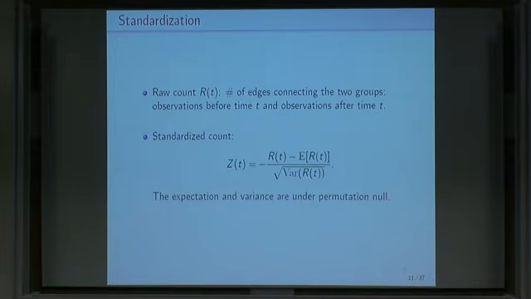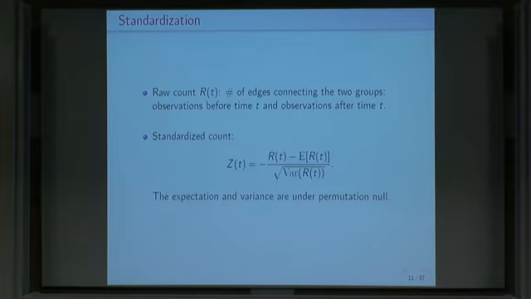I just want to point one thing here, that I put a negative sign here. This is just because I want to look at peaks rather than valleys, because otherwise, if we just do this standardization, we would expect the change point to show up as a relatively small number. But I just want to look at peaks, so I flip the sign. Also, the statistic is non-parametric, so the expectation and variance are calculated based on the permutation null.